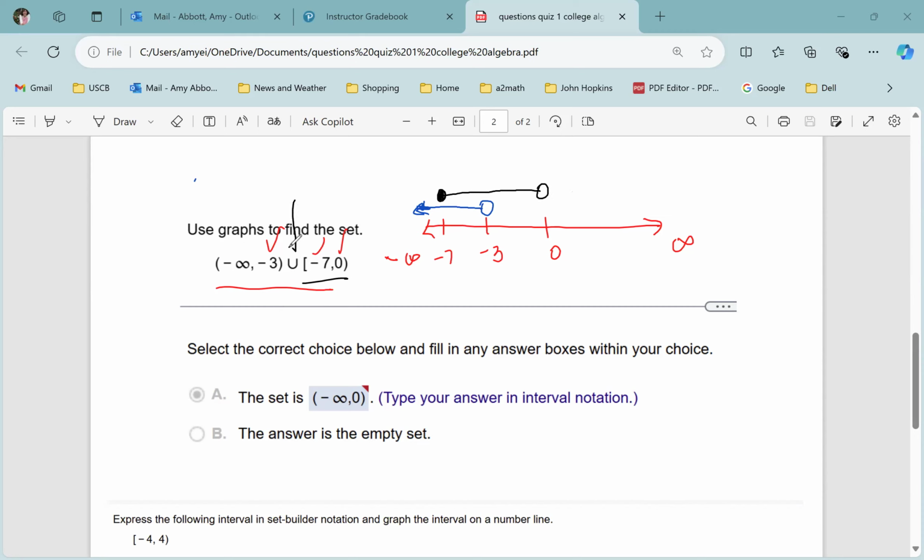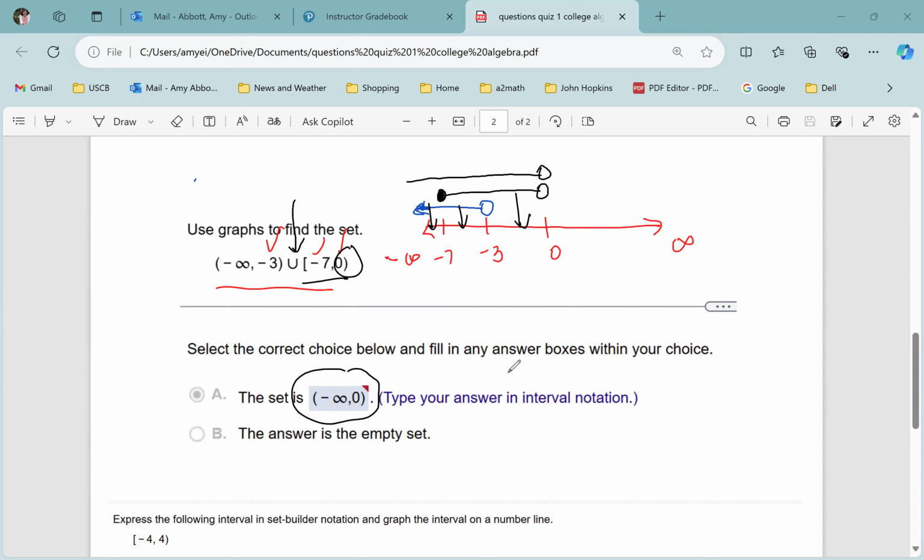And now this is a union. So that means everything there. So the solution is all of it. Every number is represented from negative infinity to the number 0, but not including the number 0. So that's how come it's negative infinity to 0. That's the right answer, by the way. Negative infinity to 0 with a parenthesis, not a bracket, because the end of it was a parenthesis.